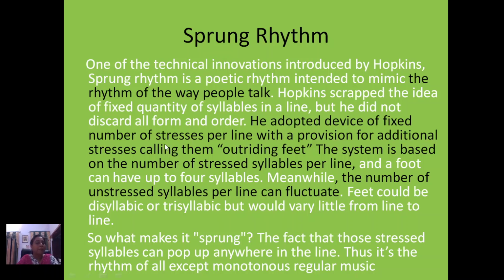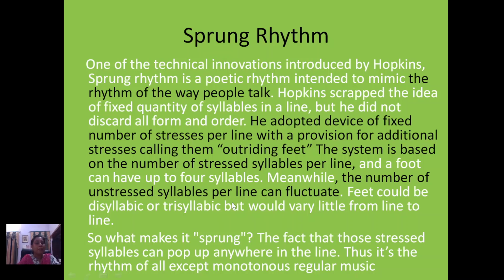He adopted the device of a fixed number of stresses per line with a provision for additional stresses, calling them outriding feet. So he had a provision that every line is going to have, let's say, 4 or 5 stressed syllables per line, but you can add one more stressed syllable to a line, and this adding of more stressed syllables is called outriding feet. This system is based on the number of stressed syllables per line, and a foot can have up to 4 syllables. So it is not like heroic couplet, where there are only 2 syllables per foot, the first unstressed and the second stressed. Here every foot can have up to 4 syllables.